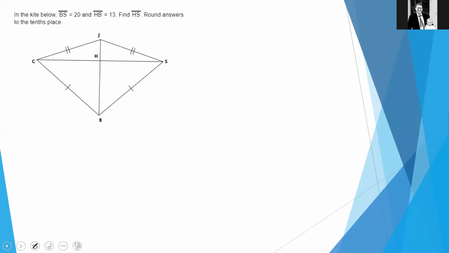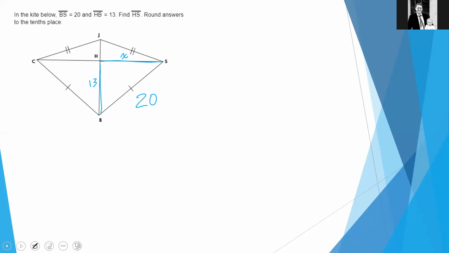Let's talk about this kite. The kite below tells us that BS is 20. It also tells us that HB, from H to B, this distance is 13. And it wants us to find HS, which I'll just mark as X for now.